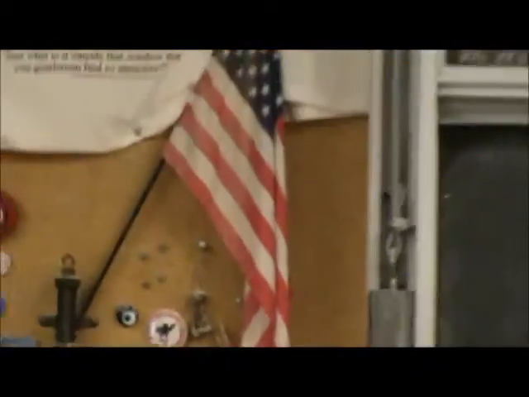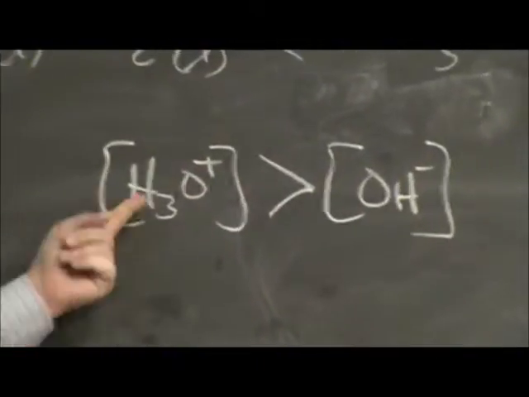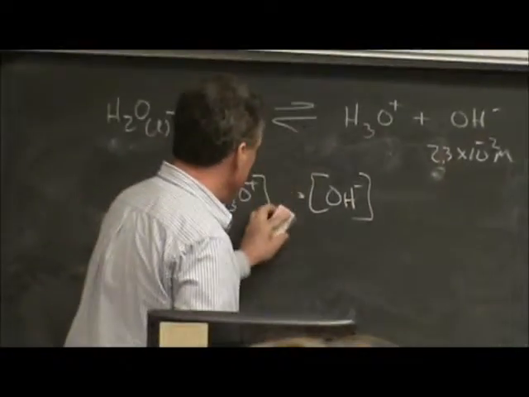People in math and science like symbols because we can write things faster. That's what I just said, isn't it? An acidic solution meets this criteria: hydronium concentration greater than hydroxide. We make a basic solution by turning the arrow around. And guess what a neutral solution is?